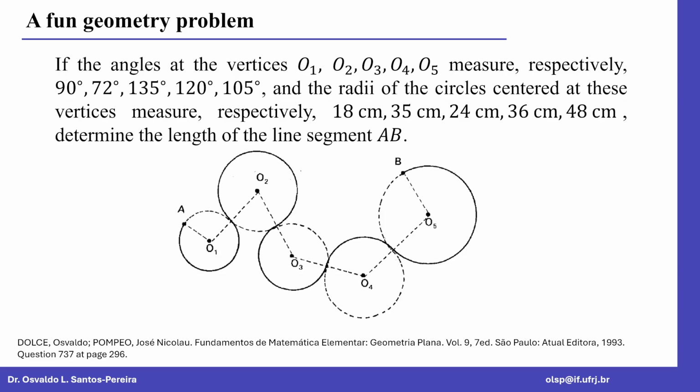If the angles at the vertices O sub 1, O sub 2, O sub 3, O sub 4, and O sub 5 measure respectively 90 degrees, 72 degrees, 135 degrees, 120 degrees, and 105 degrees, and the radii of the circles centered at these vertices measure, respectively, 18 centimeters, 35 centimeters, 24 centimeters, 36 centimeters, and 48 centimeters. Determine the length of the straight line segment AB.